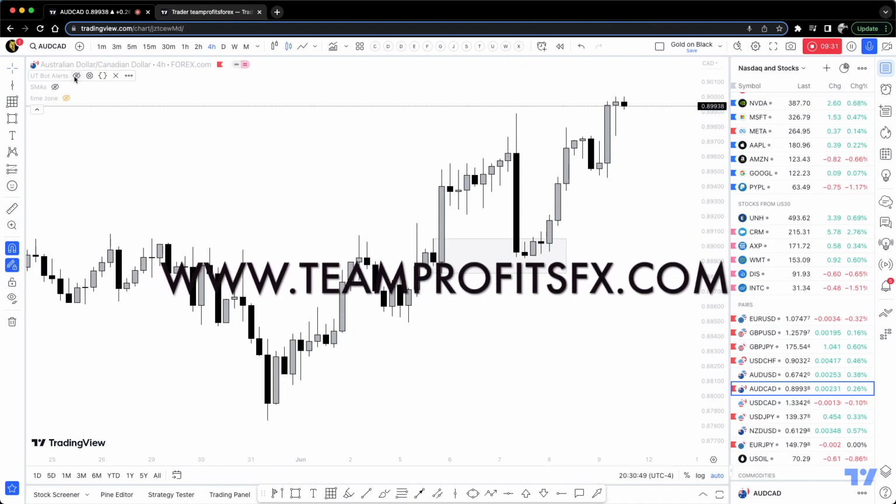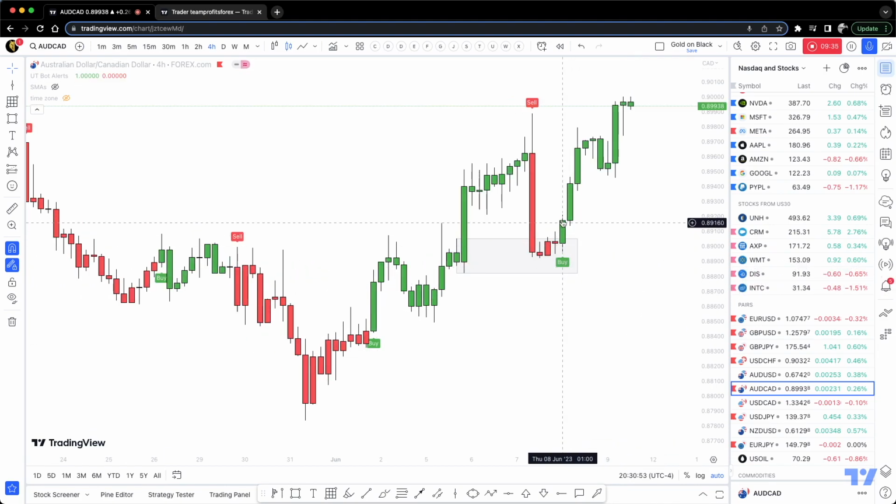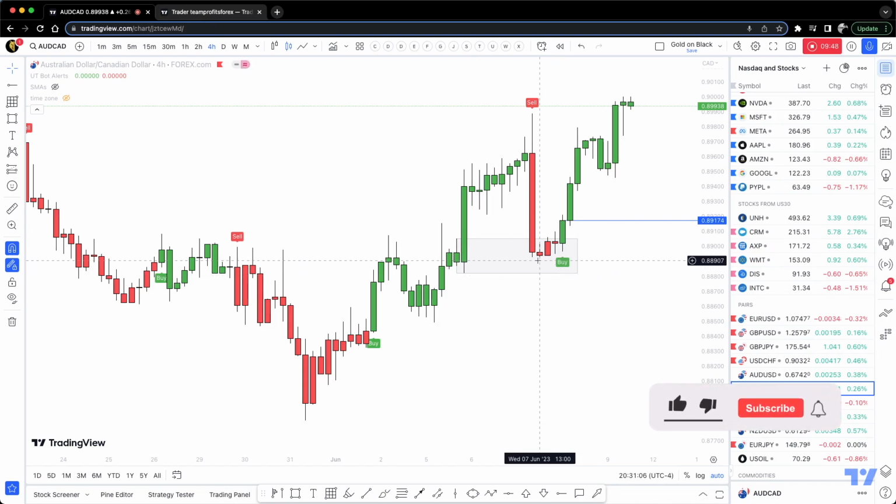So let's go ahead and open the indicator and see if we're getting some sort of signal. Right here, the market is already giving me a buy signal on H4. The stop loss would be below the order block. If you want to put it below this low, it's up to you.